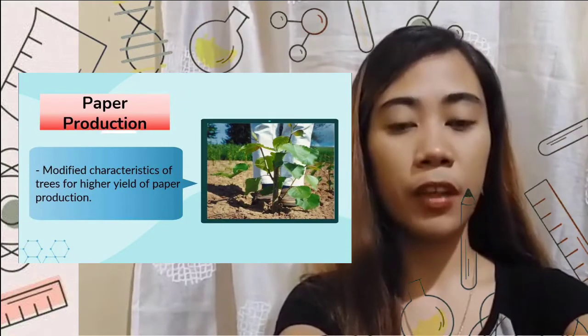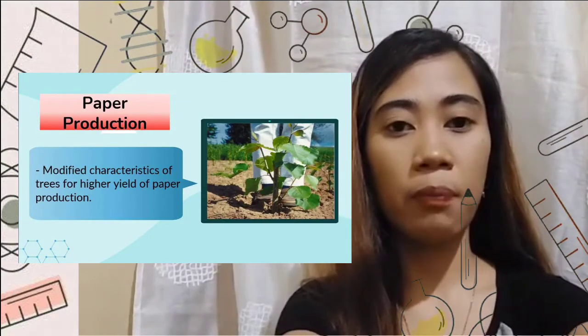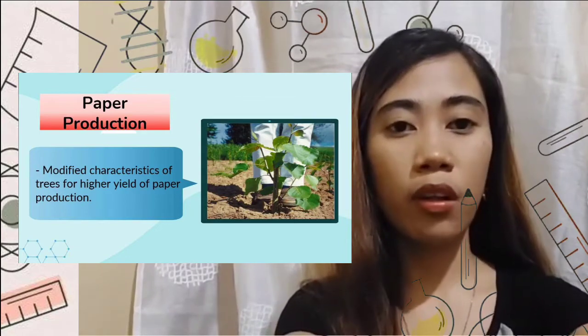Second is paper production. Modified characteristics of trees for higher yield of paper production. Examples are poplar trees. Lignin is a complex polymer in trees that is removed from wood to make paper through the kraft process. Through inserting genes that code for ferulic acid in young poplar trees, the lignin structure is modified, making lignin easier to break down.